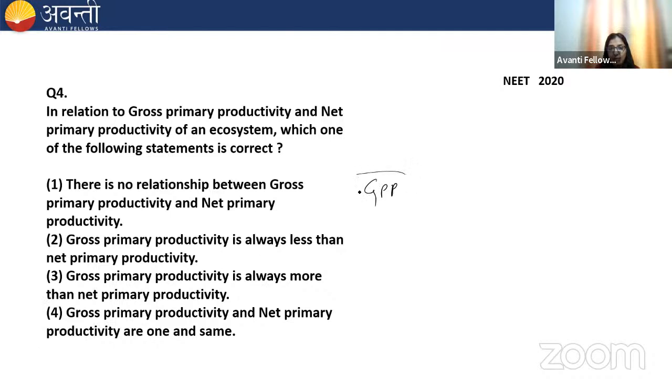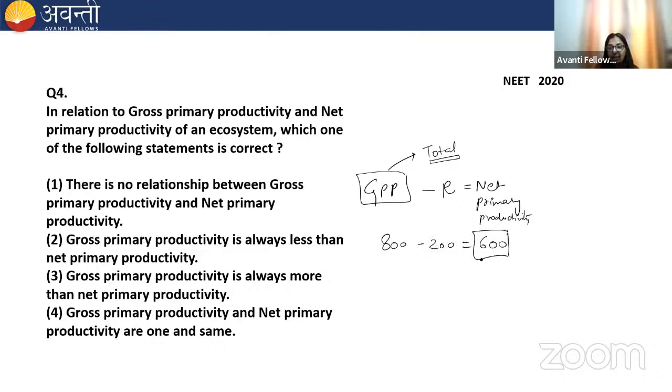So GPP, gross primary productivity, is the total. And when the respiratory losses are removed from the total, the amount we are getting is the net primary productivity. Let's say it's 800, respiratory loss is 200, we are getting 600. So net primary productivity is always less than the gross primary productivity, or gross primary productivity is always more than the net primary productivity.